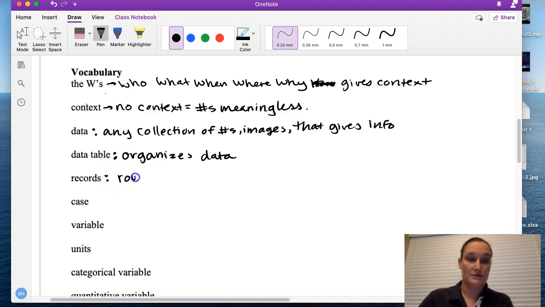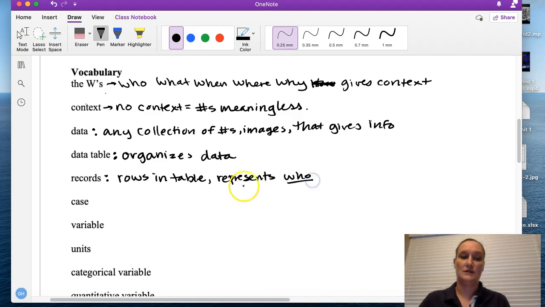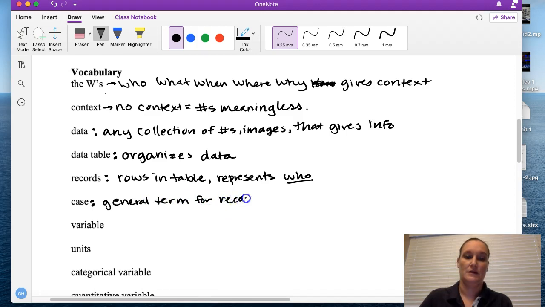Records are rows in the data table. You won't probably see a data table even, but it represents the who of the 5 W's, because usually each record is a person or a dog or an item, whatever it is that you're looking at. A case is the general term for records. So why even have it? I have no idea. I don't use these terms that much, to be honest.